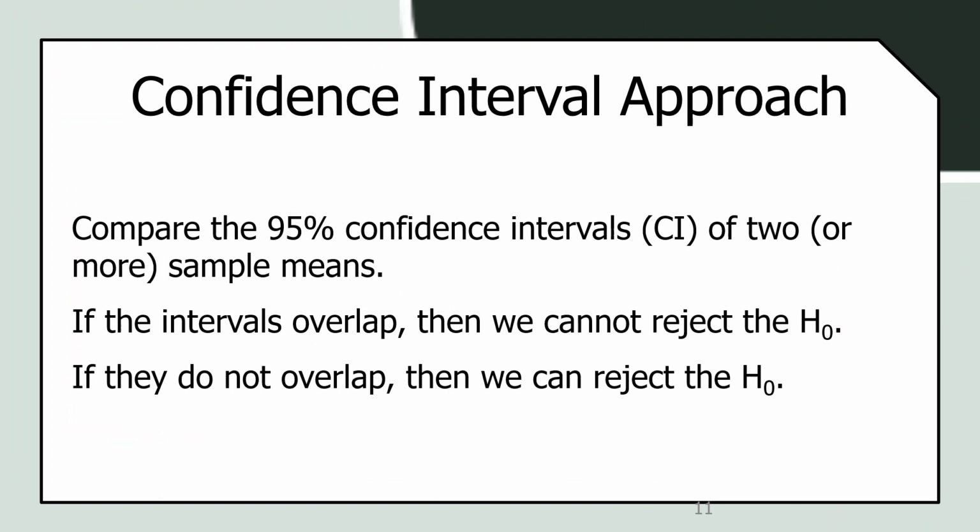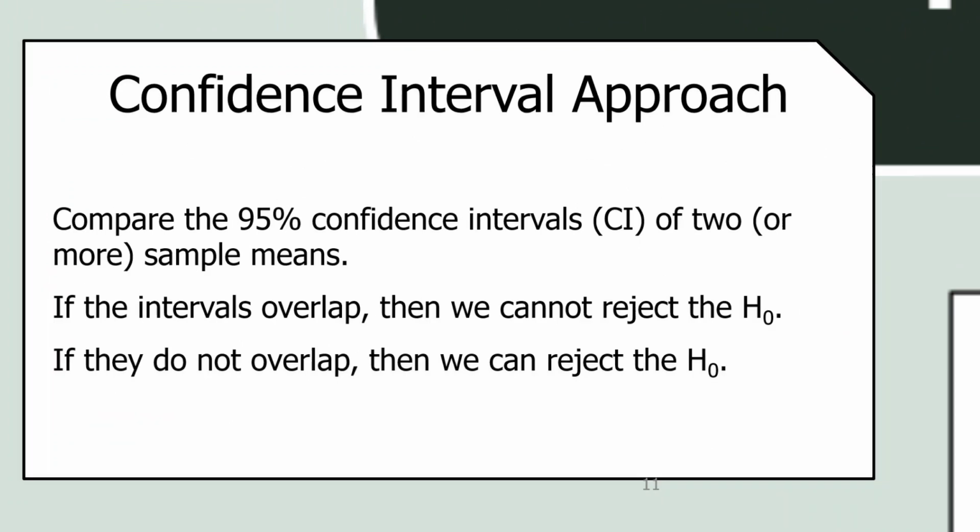If the intervals overlap, then we cannot reject the null hypothesis. And the reasoning here is you get a sample mean that's a point estimate, but we know around that point estimate is an interval of confidence. It could be anywhere within that 95% CI. And if those two CIs overlap, then the two population means could co-occur in the population. If they do not overlap, if there's distance between the 95% CIs, then we can reject the null hypothesis.